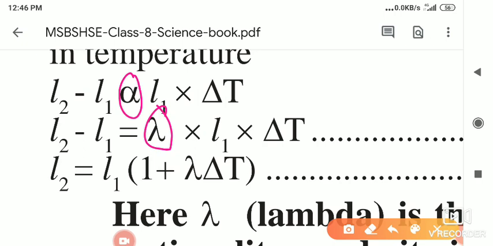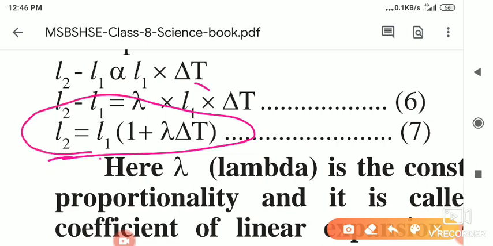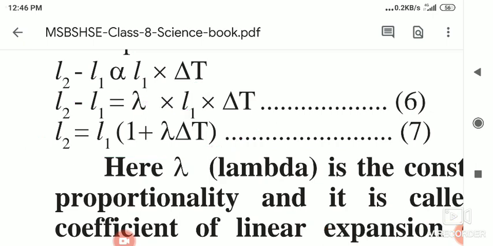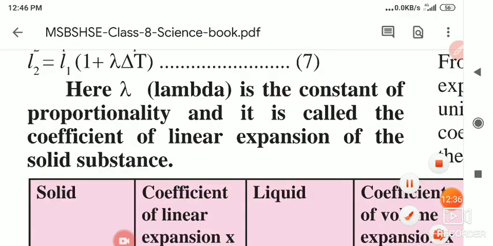We remove this sign and put an equals sign, and for that we take a constant, lambda, then L1 into delta T. The final equation, meaning how much the length will increase, is L2 equals L1 into bracket 1 plus lambda delta T. This is the equation of the change in length of a wire, that is, linear expansion. Here lambda is the constant of proportionality, and it is called the coefficient of linear expansion of solid substances.